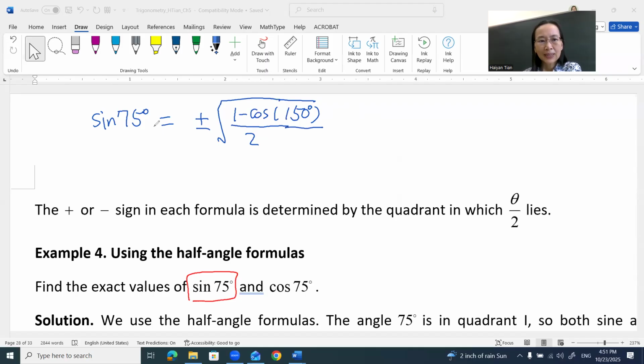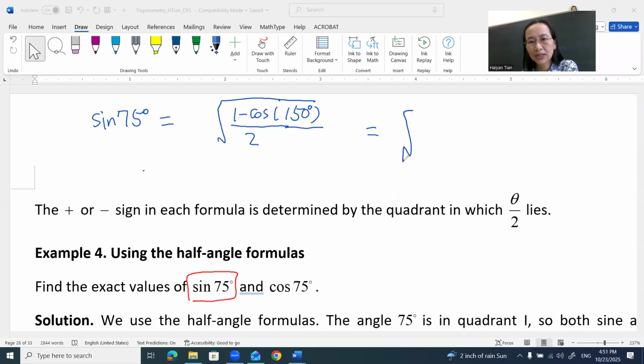So, 75 is an acute angle, so we know we don't need a negative sign. So you can erase the negative sign. That means it's a positive square root of this quantity. So let's continue from here.